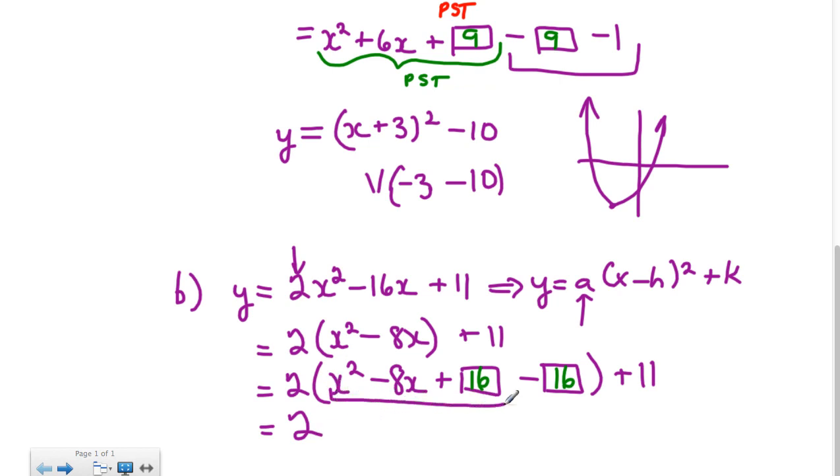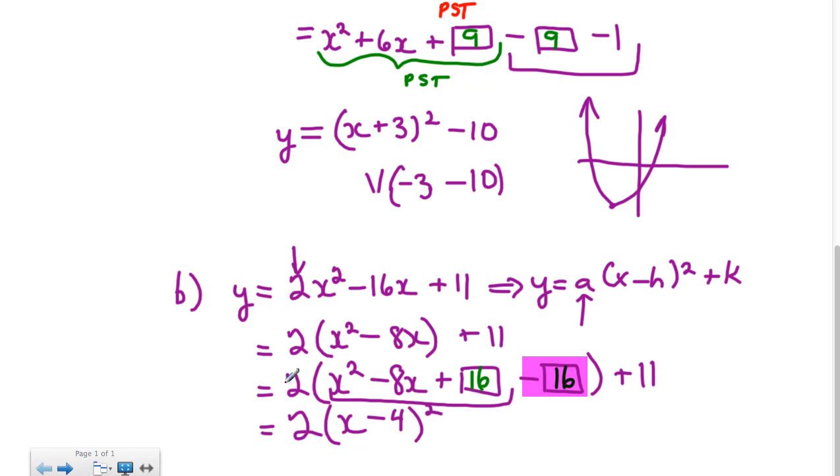Now I just want to look at these terms here. This is my perfect square trinomial. Let's factor it. To factor this perfect square trinomial, I'm going to take the square root of the first, the square root of the last, and the middle sign. So x minus 4 squared. Now we're left with this minus 16 here. It was part of the bracket.